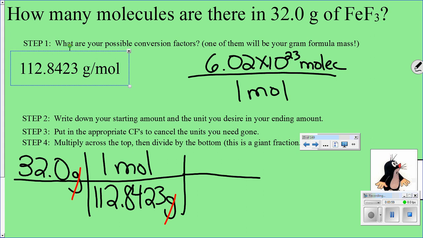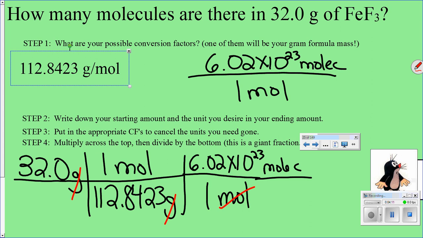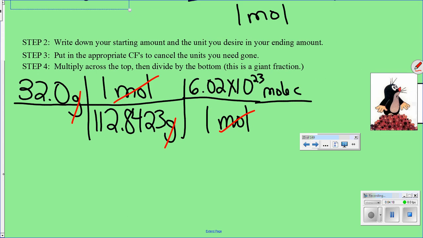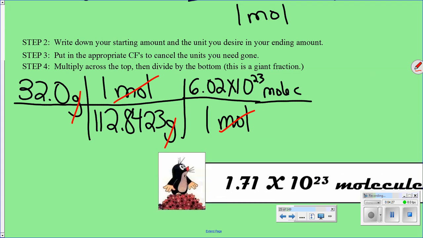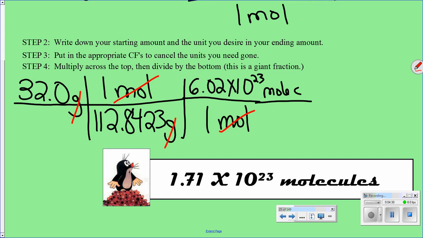If you're abbreviating it, that's an unofficial abbreviation, but I know it's kind of a lot to write. So 6.02 times 10 to the 23rd molecules is equivalent to 1 mole. Moles cancel. So now you're going to multiply 32 times 6.02 times 10 to the 23rd using your little E, and divide that by 112.8423. And we're going to express this answer with 3 significant figures: 1.71 times 10 to the 23rd molecules.